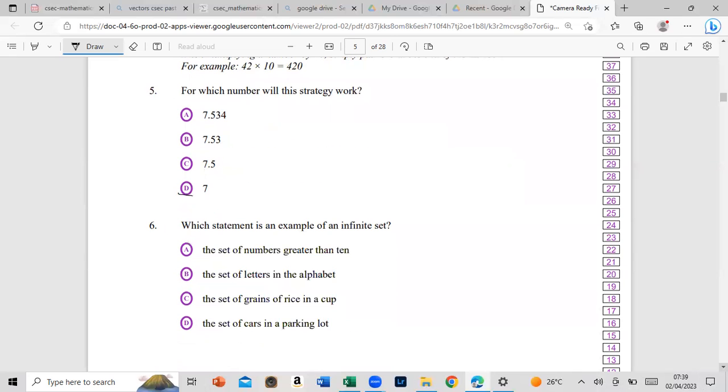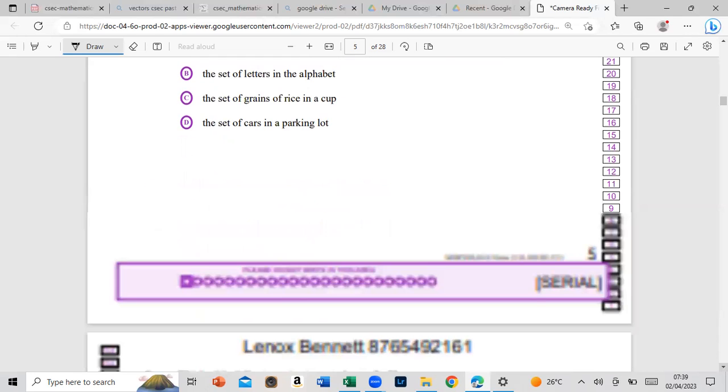Number 6. Which statement is an example of an infinite set? Now, an infinite set means there's no limit. It is continuous. No ending. The set of numbers greater than 10, and that would be it, alright? So the set of numbers greater than 10 are infinite. Let's move on to number 7.